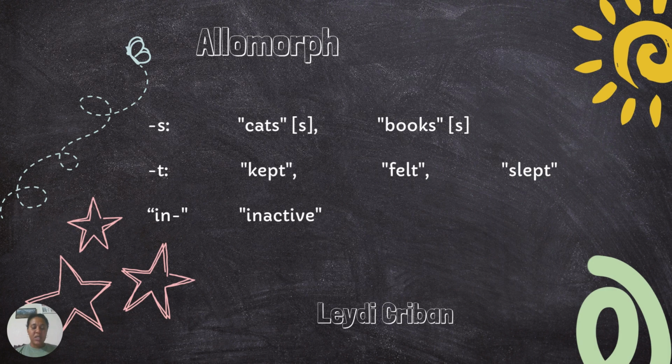In the second example, we have the letter T in the words kept, felt, slept. This T sound means that the word is expressing a past tense. And in the final example, we have the word inactive. Inactive is a word composed of active plus the prefix in at the beginning. So this is an allomorph.